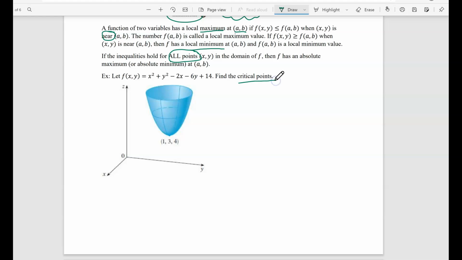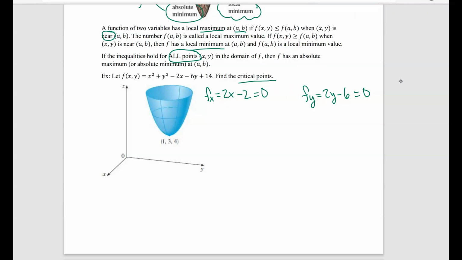Remember, in order to find a critical point, I would have to take two partial derivatives. So I'm going to start off by taking the partial derivative with respect to x. This is going to give me 2x, that goes away, minus 2, and then that's it. Now I'm going to take the partial derivative with respect to y. That'll be 2y minus 6. And also set this equal to 0, because that's how we find critical points. We take the derivative, set it equal to 0.